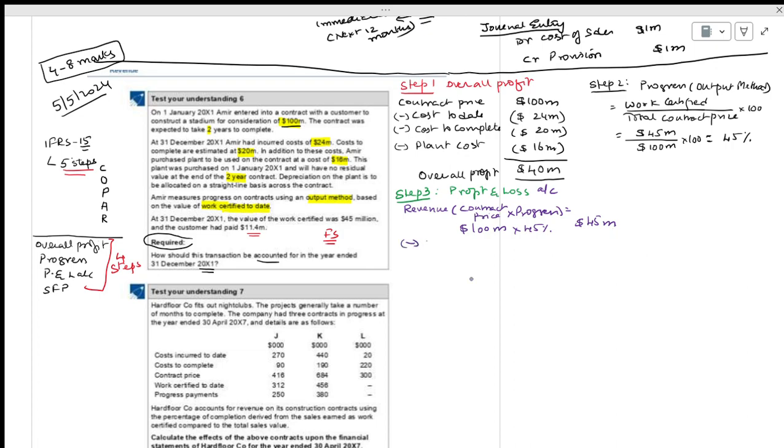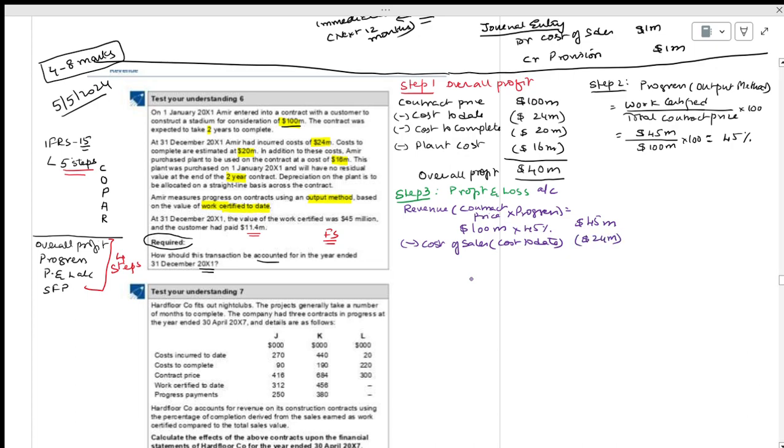Cost of sales is nothing but cost to date. Is it right? Cost of sales is nothing but cost to date. How much is the cost to date? $24 million.